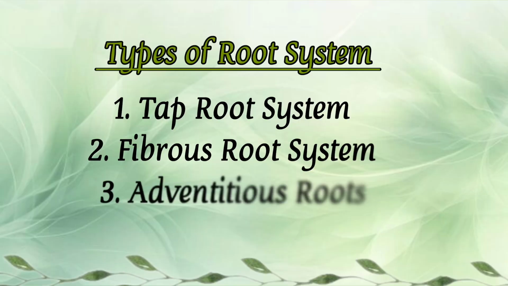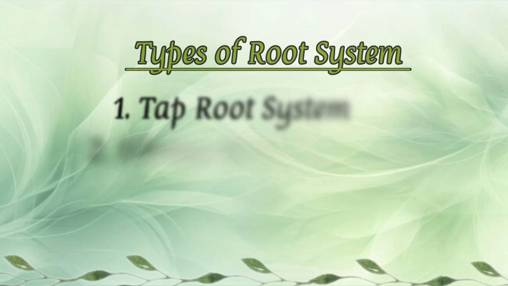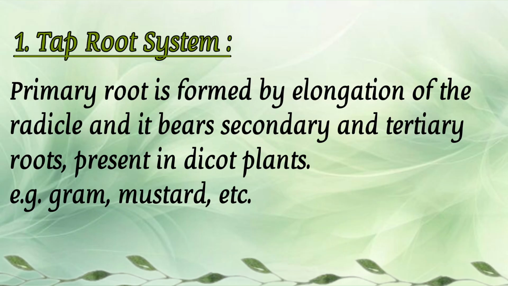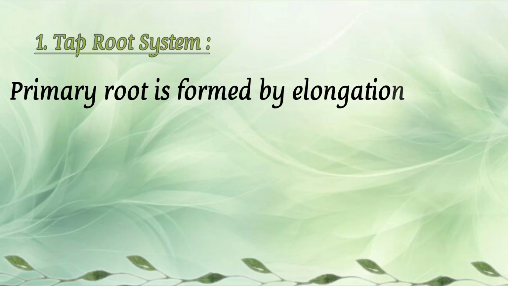There are mainly three types of root systems. The first type is the taproot system. In this system, the primary root develops from the radicle and grows deeper into the soil. From this main root, secondary and tertiary roots arise. Taproots are commonly found in dicot plants such as gram and mustard.